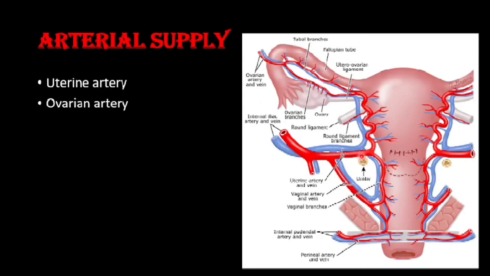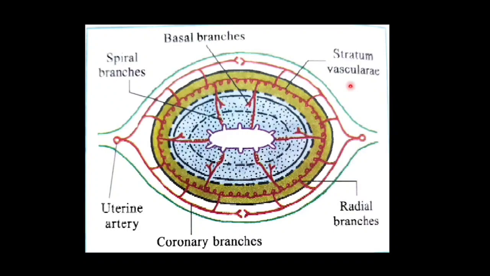The uterine artery then passes upwards along the broad ligament and then it anastomoses with the ovarian artery at the lateral angle of the uterus. Now we'll have a look at the branches of the uterine artery.